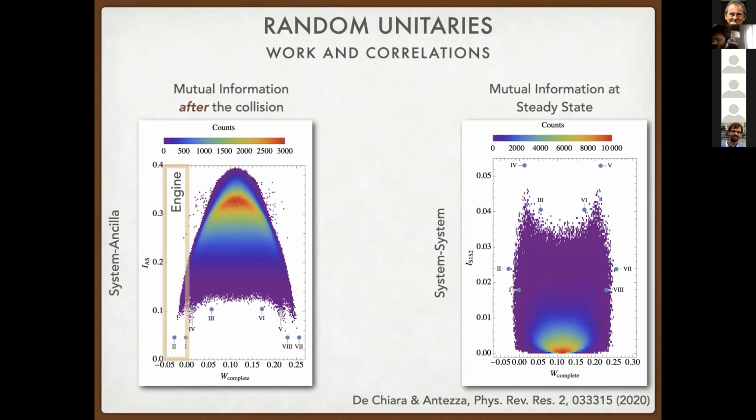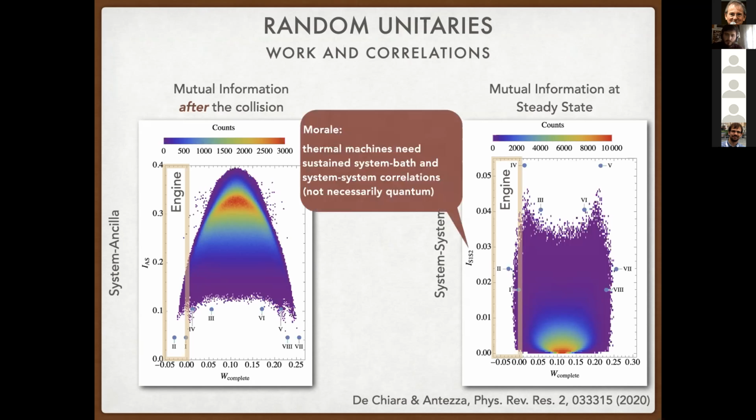And then we looked at the mutual information at steady state between the two systems, S1 and S2. Again, a broad distribution. This is the engine operating regime, and the total swap is here. It's actually quite a large correlation between S1 and S2, and that means that we need these correlations for sustaining the functioning of the engine. So this is the moral. We need these system-bus and system-system correlations, not necessarily quantum correlations, for the thermal machines to continue working.